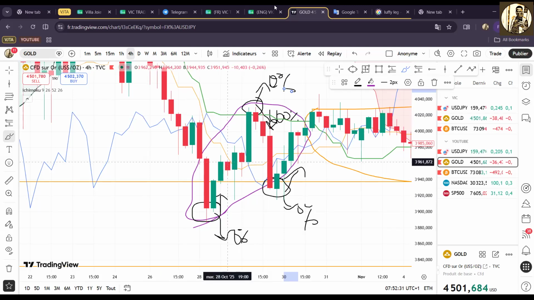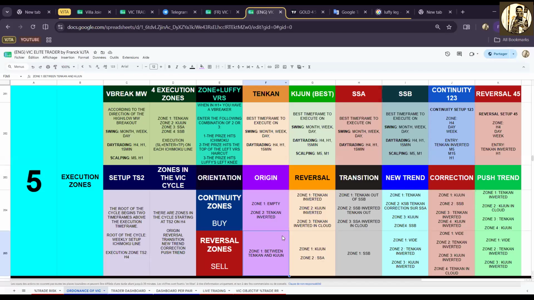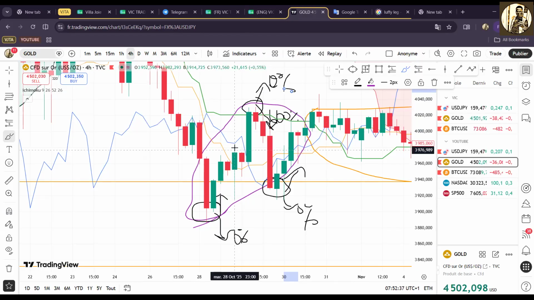Okay. And I said here between Tenkan and Kijun, but what I mean is that sometimes the price enters inside Tenkan here and then starts falling down also. So even here is a zone of reversal inside this cycle. Okay.